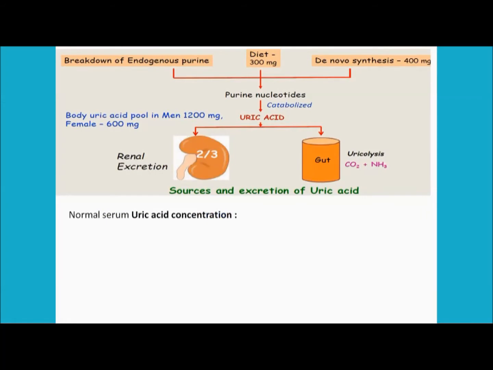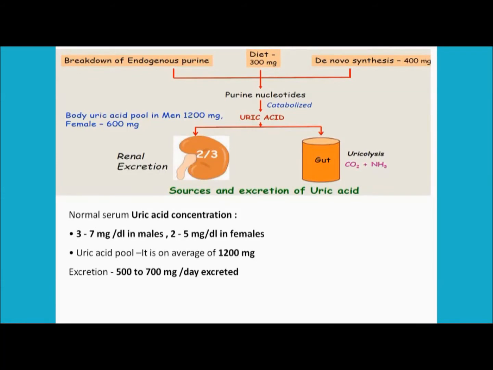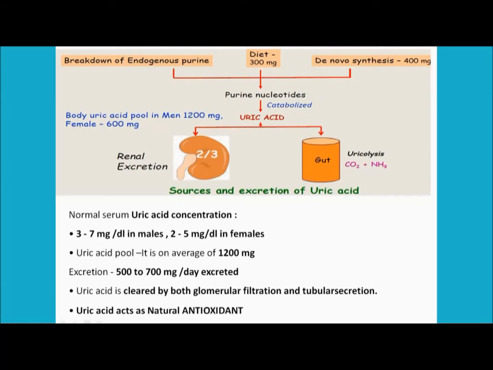So the normal serum uric acid concentration: what is the normal serum uric acid concentration? First of all, you should know that 3 to 7 mg per deciliter is found in males, and 2 to 5 mg per deciliter in females. It is the normal concentration. Moreover, the uric acid pool for the man is 1200 mg. Excretion per day is 500 to 700 mg, and uric acid is cleared by both glomerular filtration as well as tubular secretion in the kidney. Moreover, you should know that uric acid acts as a natural antioxidant in the human body.